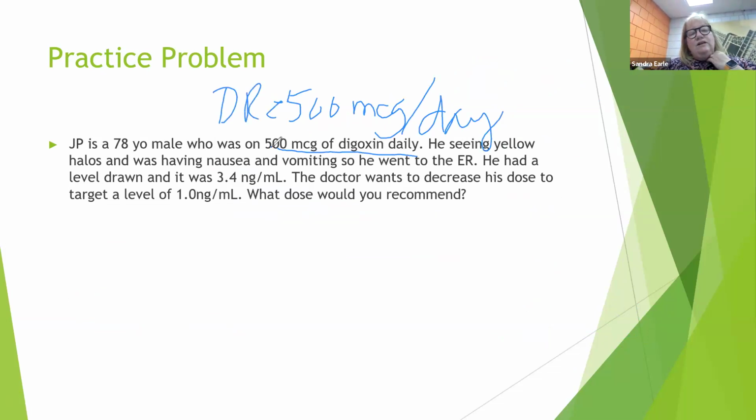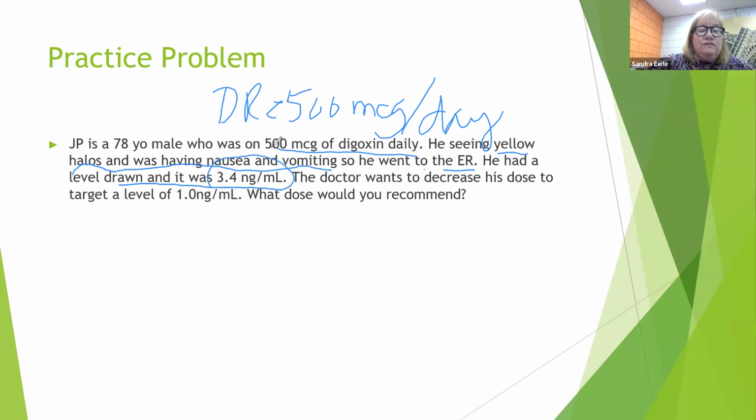He's seeing yellow halos and was having nausea and vomiting, so he went to the ER. Well, I can tell you because I know this, seeing these yellow halos around lights and having nausea and vomiting are signs of digitoxicity, so too much digoxin in the system. So of course, when he went to the ER and they saw this, they wanted to draw a concentration to see what his level was. And they drew his concentration.